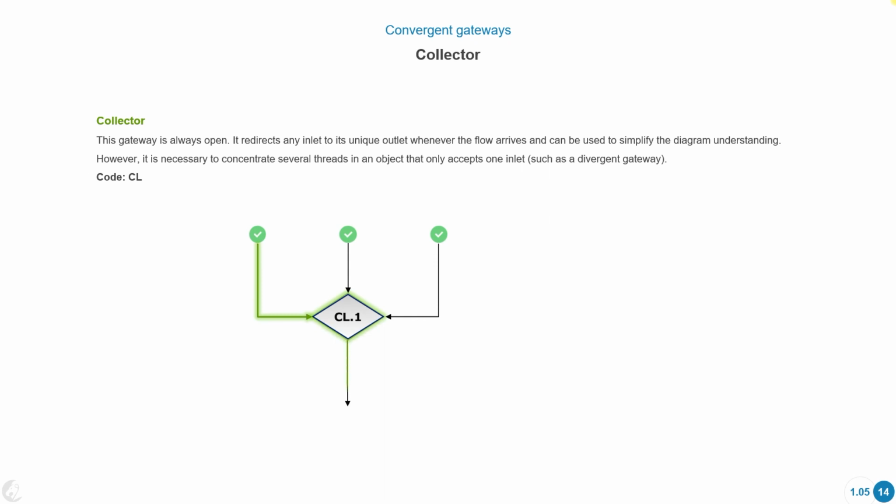And the collector, as I mentioned before, it's a funnel. The first thread arrives, it lets it out. Second thread arrives, it lets it out. Third thread arrives, it lets it out. Okay, so it's always letting the flow out. It's like dropping water into a funnel. As soon as you drop water in, it goes out.